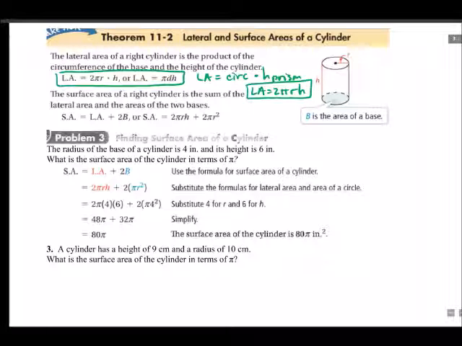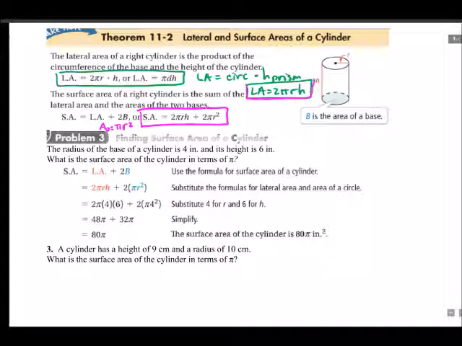And then surface area is our lateral area plus 2 times the area of the base. Well, what is the shape of the base? Shape of a base is a circle. What's the area of a circle? Pi r squared. Area of a circle is pi r squared. So surface area is your lateral area, 2 pi RH plus 2 pi r squared.